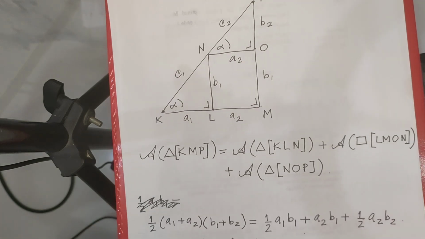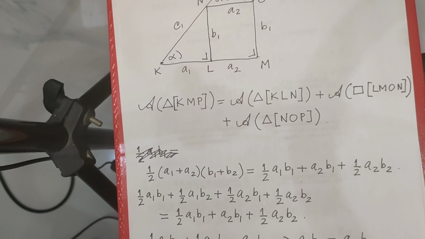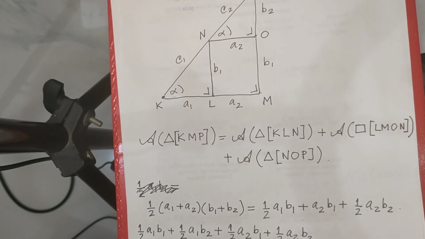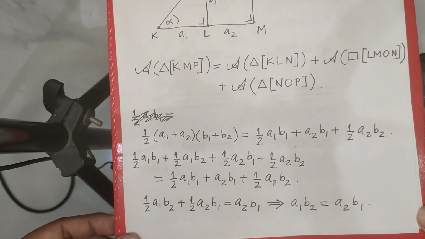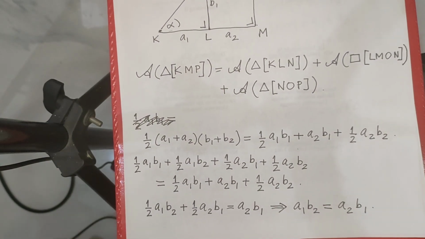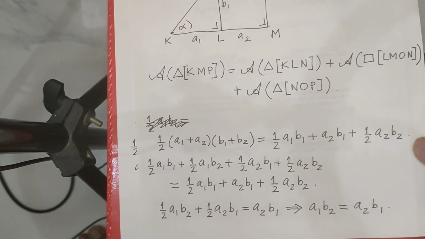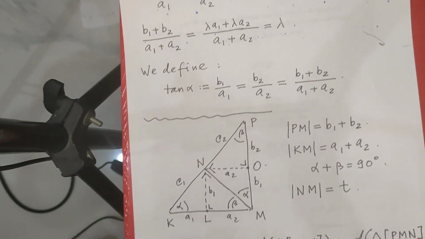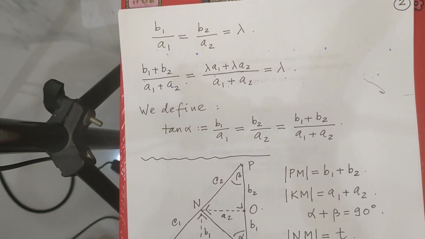Now, after we do some simple calculations from the above diagram, we have the result that A1 multiplied by B2 is equal to A2 multiplied by B1. Okay? Now, after this, we come to the next results.